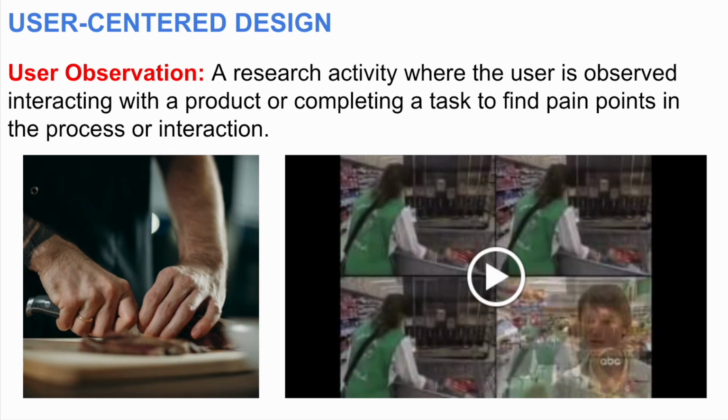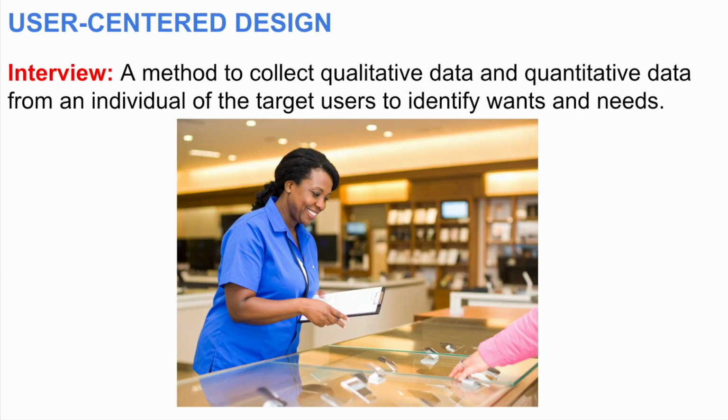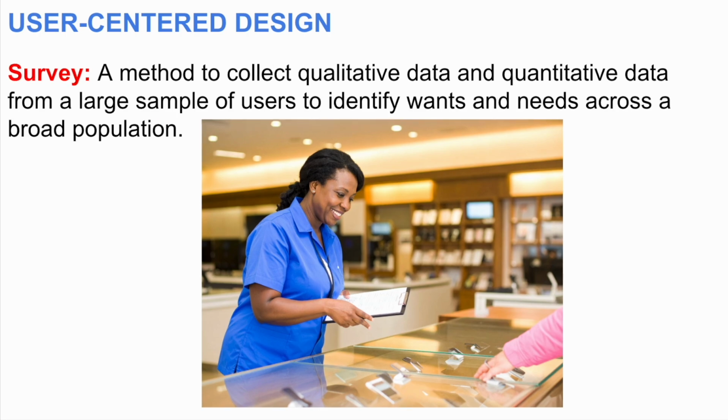User observation is a research activity where the user is observed interacting with a product or completing a task to find pain points in the process or interaction. This is a video about the redesign of a shopping cart or a shopping trolley. You can see people actually just observing how people are using their shopping carts. Interview is a method to collect qualitative and quantitative data from an individual of the target users to identify their wants and needs. Another method of research is surveying people.